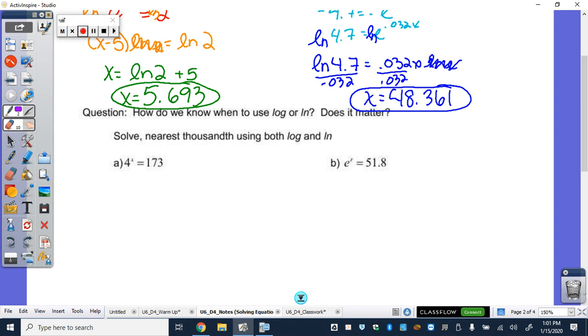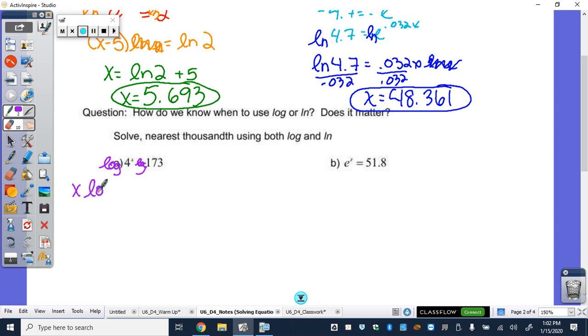So then I get asked a lot when we're doing these whether it actually matters if you use logs or ln's in order to solve these kinds of equations. So we're going to kind of take a look at that, see what happens. So looking at our first one, 4 to the x equals 173. We'll solve that first using logs. So we're going to take the log of both sides.